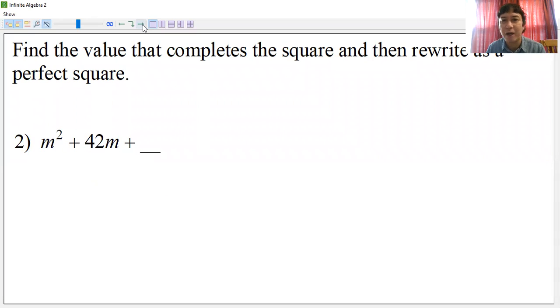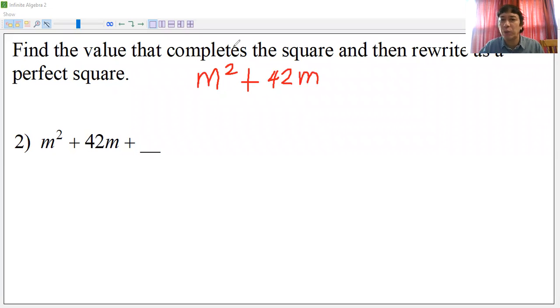Find the value that completes the square and then rewrite it as a perfect square. We have here m squared plus 42m. Like what I said, it's the coefficient of the first degree term, so we're going to use the 42. And here are the given first two terms of the quadratic expression.